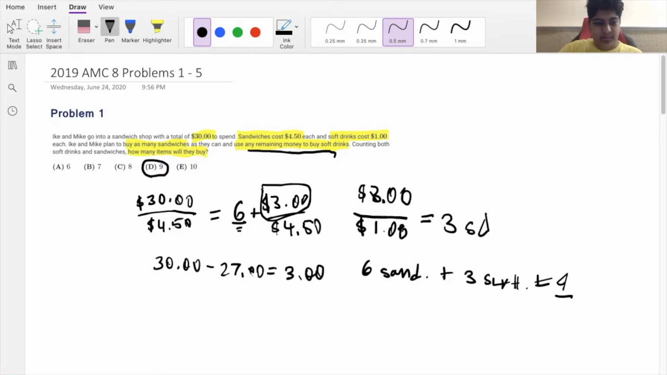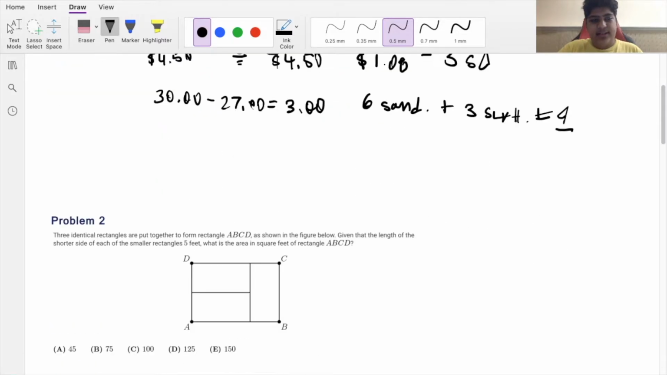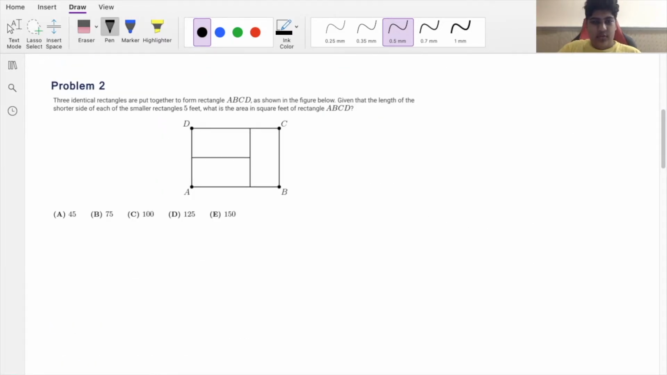Now, let's move on to problem number 2. 3 identical rectangles are put together to form rectangle ABCD. So we know that 3 identical rectangles, that's important. And now, this is the rectangle ABCD. Given that the length of the shorter side of each of the smaller rectangles is 5 feet, what is the area in square feet of ABCD?